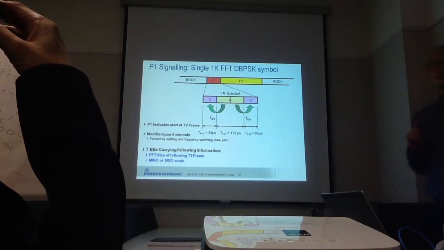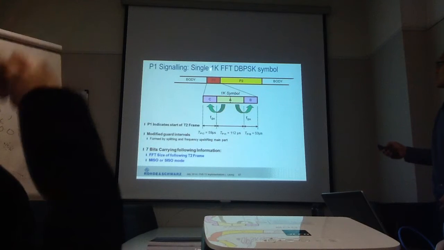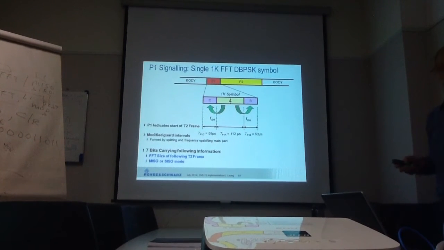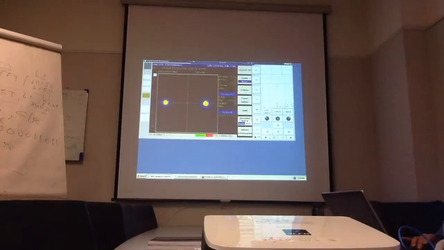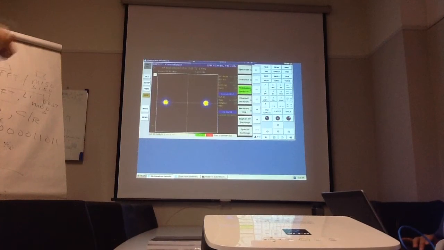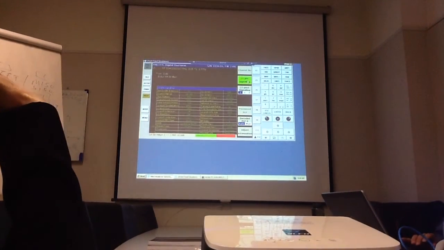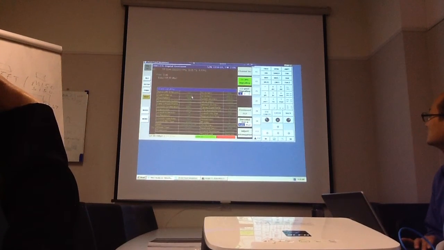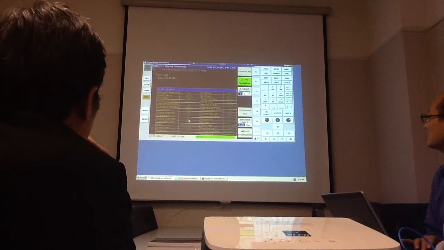The P1 is very robust because you can see it has only 1K. Maybe for, okay, I can look in. So using this one, I can go to L1 analysis. Post-consideration. Yes. They use BPSK.